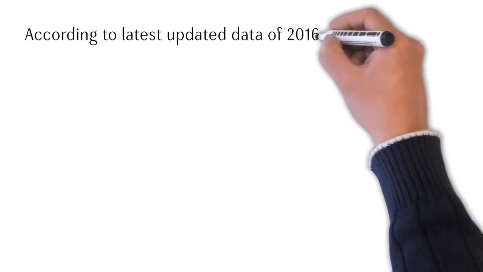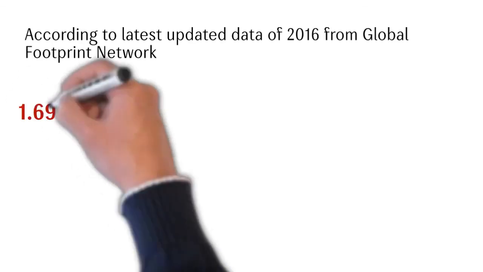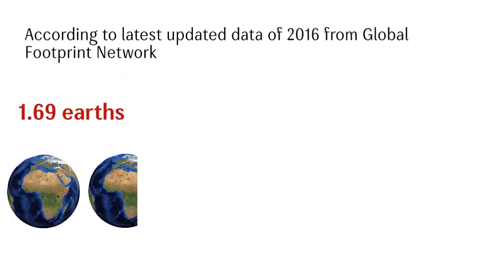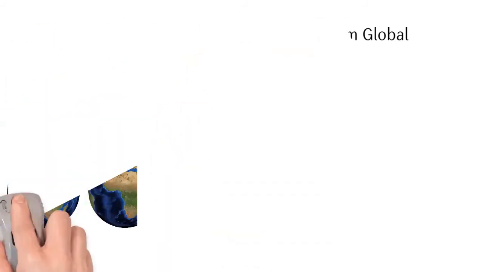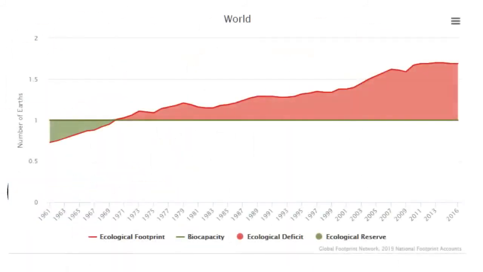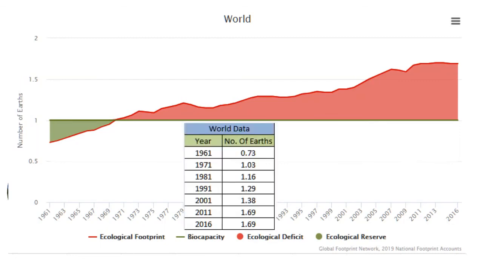According to the latest updated data of 2016 from Global Footprint Network, we required 1.69 Earths to fulfill our requirements. In the 1970s, we crossed the limits of our Earth and are continuously demanding more than its capacity. We have this serious issue right in the future to face. Please do check resources from Global Footprint Network and other resources given at the end of the video.